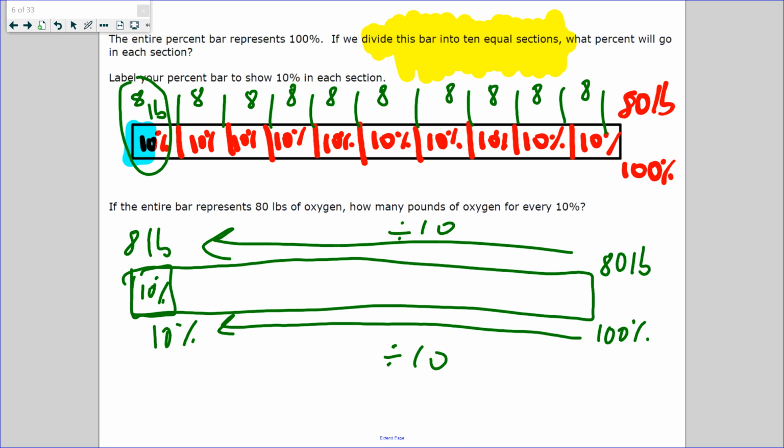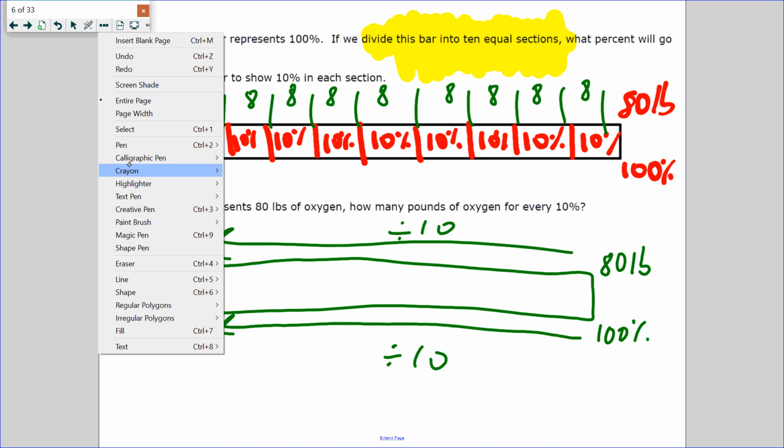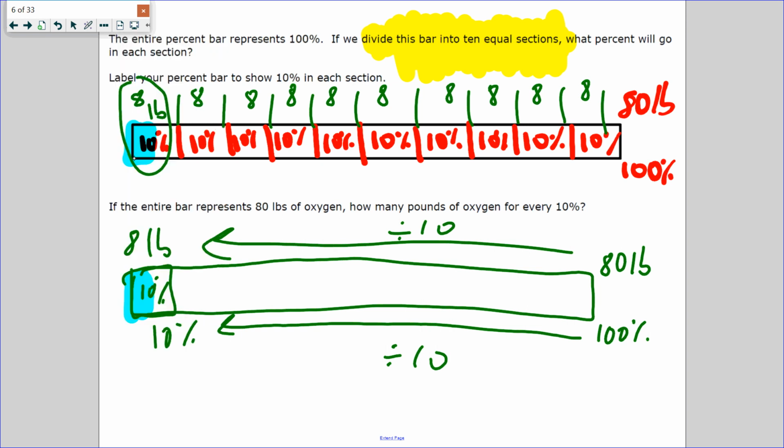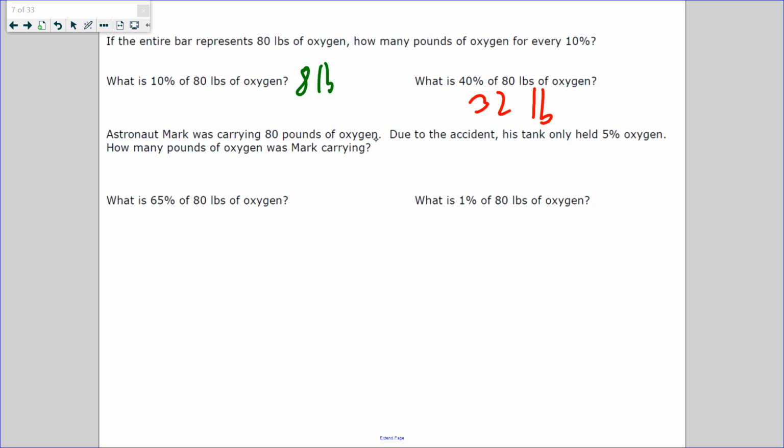What can you tell me about the relationship between 5% and 10%? What do you know about 10% and 5%? Hopefully you say that 5% is half of 10%. So you would divide by 2 or times it by a half. Using a different marker color, I'll use blue. If 10% is 8 pounds, 5%, half, would be 4 pounds. So let's write that down in here, 4 pounds.